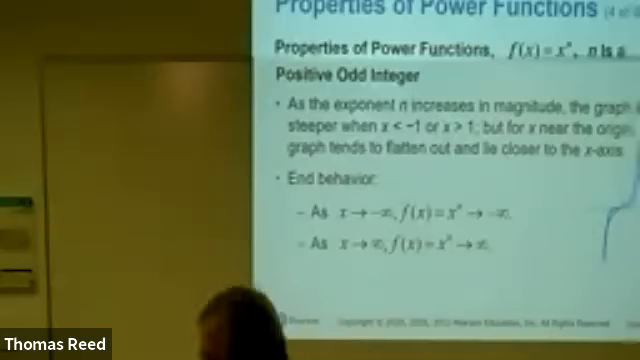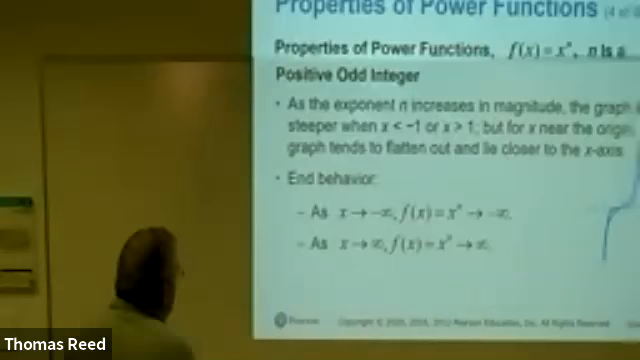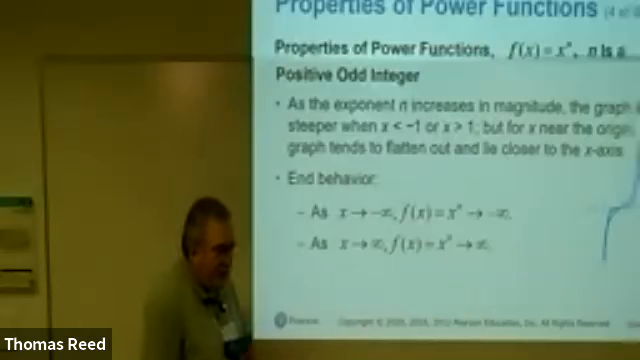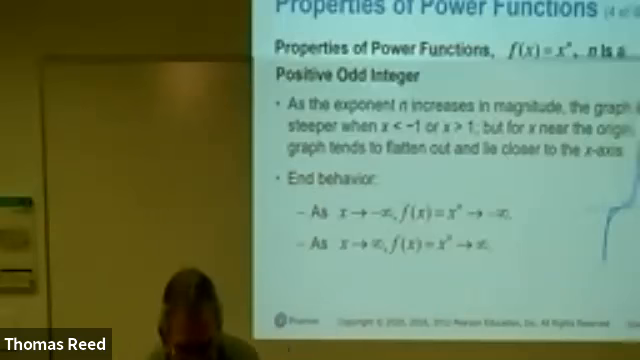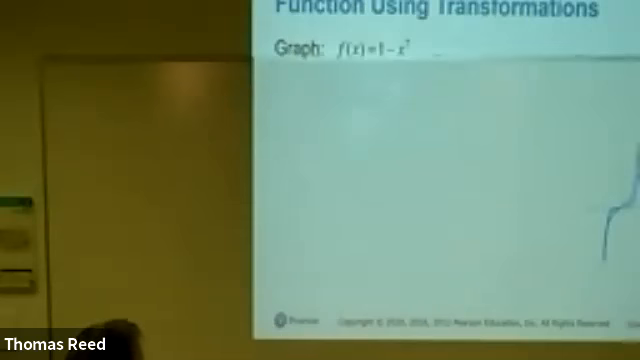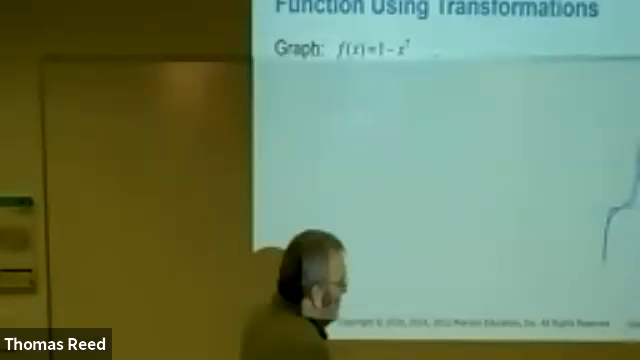Where with even degree power functions, either they're both going in the positive direction, provided a is positive, or, well, we're dealing with a being 1. So now to graph using transformations. The first thing to do here, we have f of x equals 1 minus x to the 7th power.